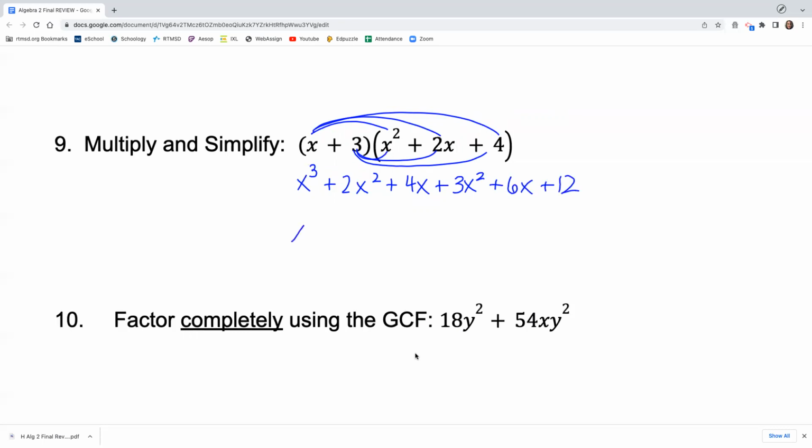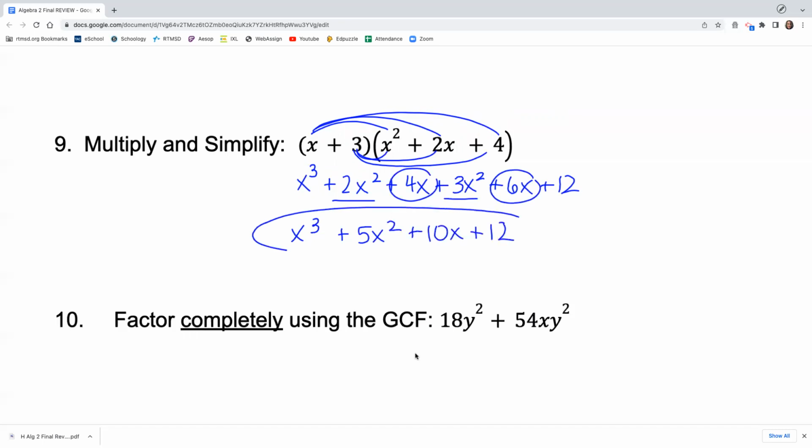We combine like terms. X to the third power doesn't have anything to combine with it. 2x squared plus 3x squared is 5x squared. 4x plus 6x is 10x. And then that constant of the 12 doesn't have anything to add with it.